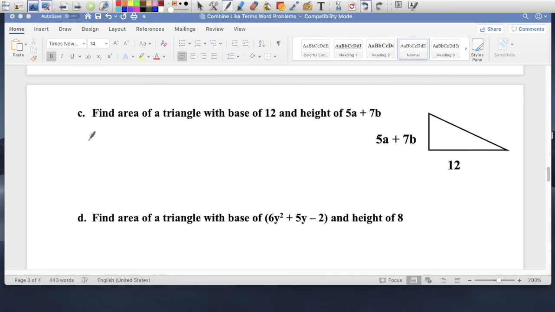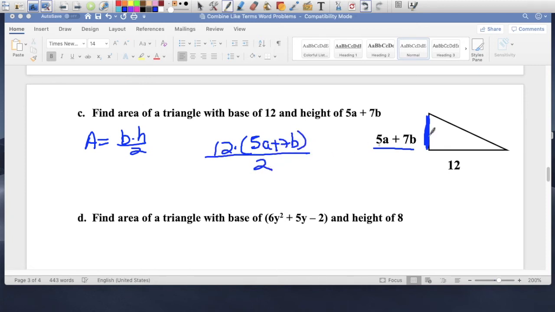So now the triangle is a little bit different because its area is base times height divided by 2. So what's the base here? Well, I'm going to substitute, right? So instead of b, I'm going to put 12 times the height. The height is this right here, and that's 5a plus 7b. We're going to take all that divided by 2. Remember, a triangle is half of a rectangle, right? So that's why we divide by 2.